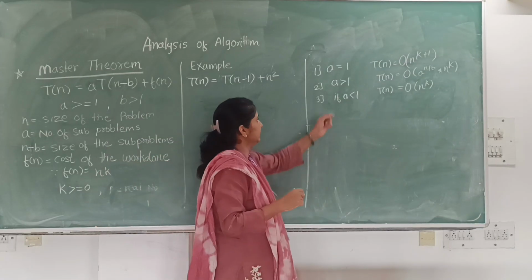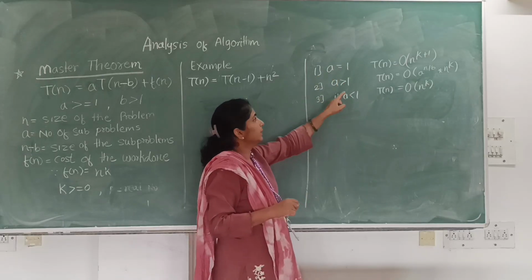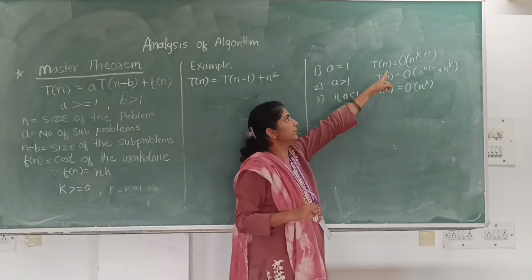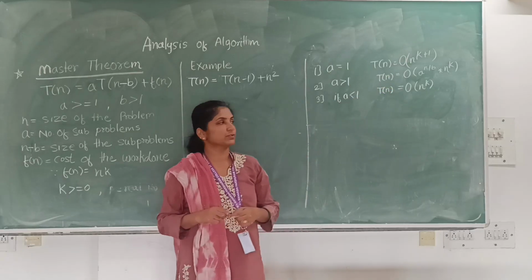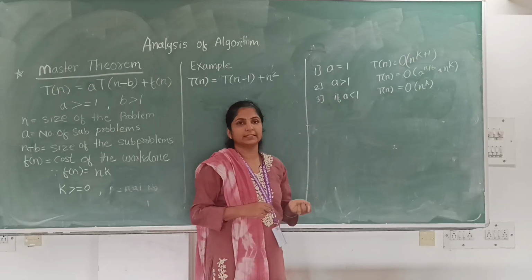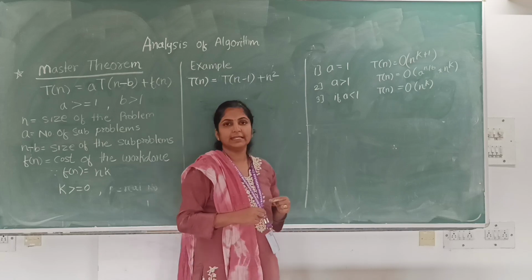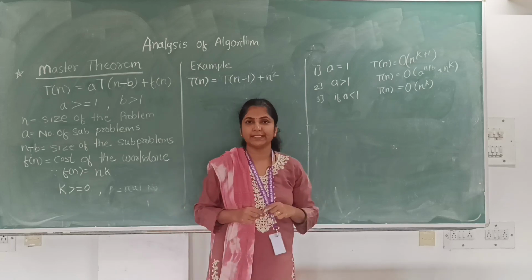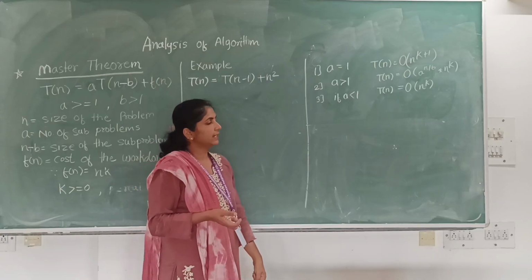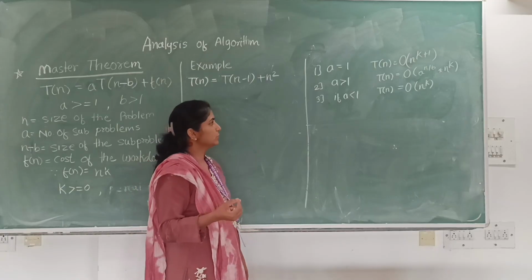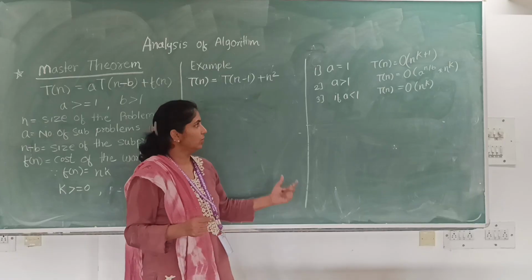Master theorem will apply in these three cases. The value of a is the main parameter. If a is equal to 1, then we can write the given function in the form of big O of n^(k+1). If a is greater than 1, then T of n is equal to big O of a^(n/b) into n^k. And next, if a is less than 1, then we can write T of n is equal to big O of n^k. Now we will solve an example on it.